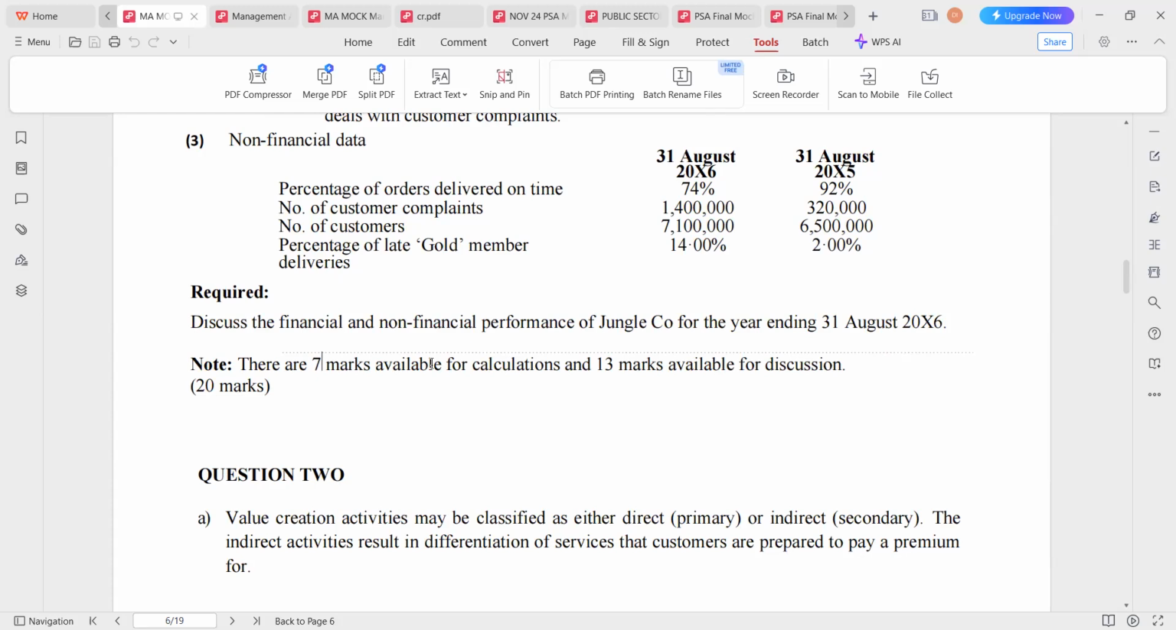That is all. So these are the non-financial data. They have it here already for you.